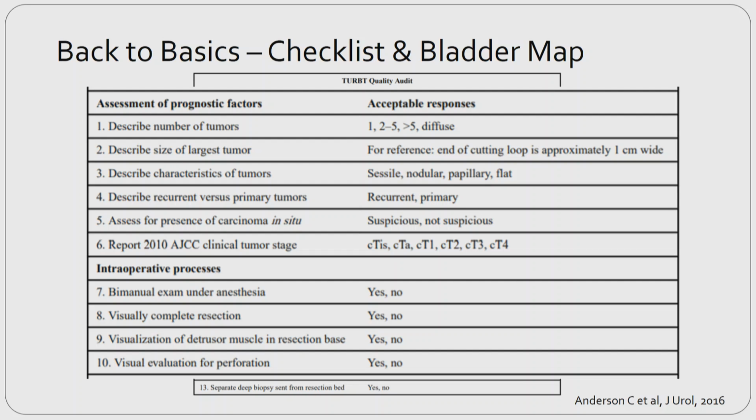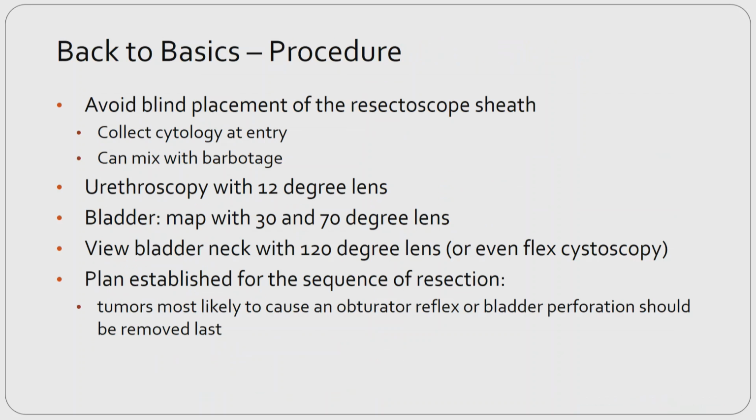You may not do something, you may not give intravesical perioperative chemotherapy, you may not do an EUA, but at least you have to mention yes, no, did I do it, did I not do it? And there have been several studies that show that if you incorporate this checklist in your practice, it improves the recurrence rates of these patients because you're just thinking about these things, you're resecting better. So clearly this is an important part of a well-performed TURBT.